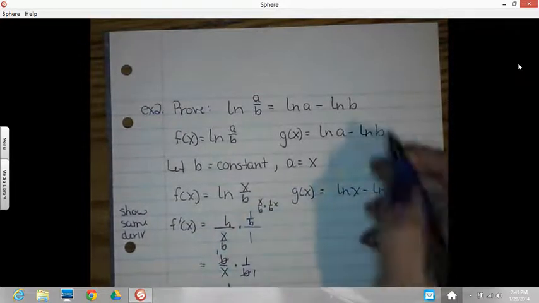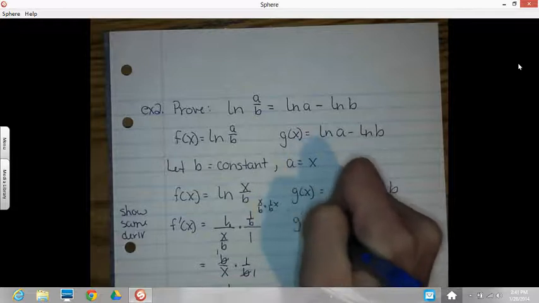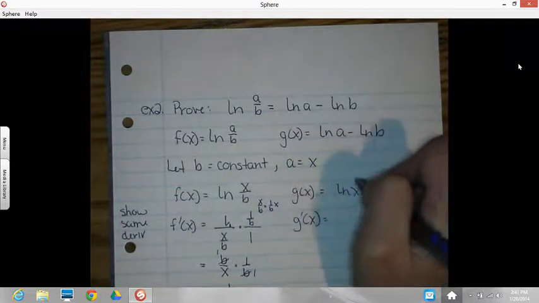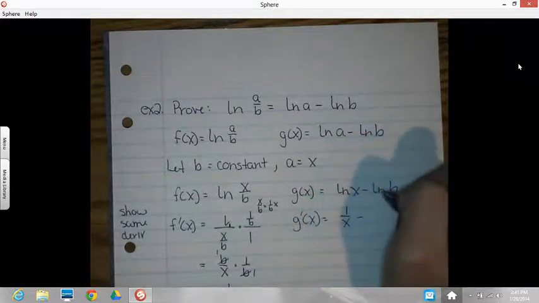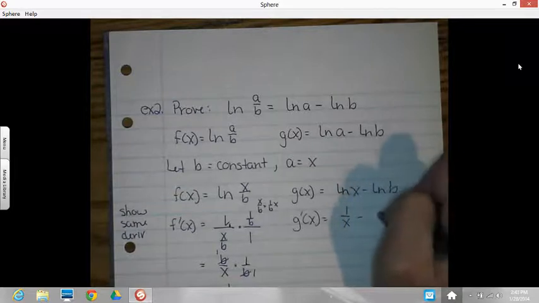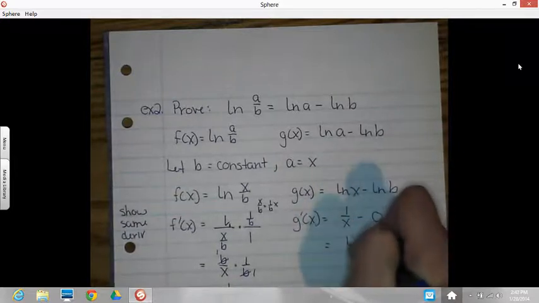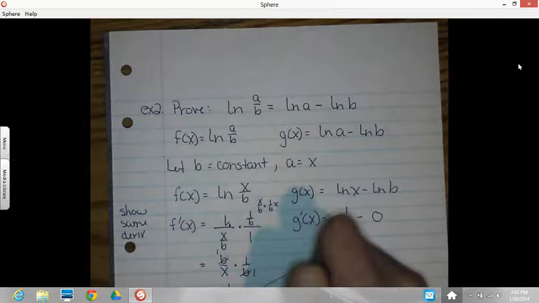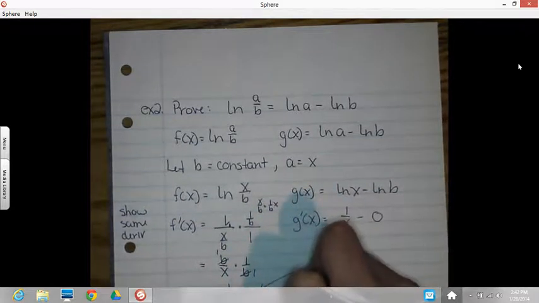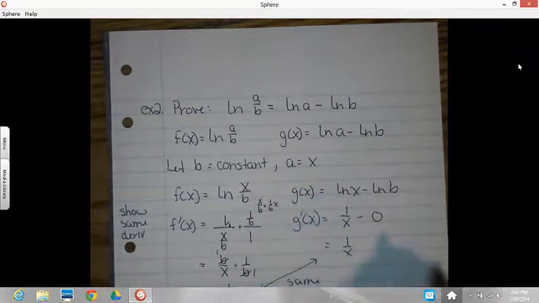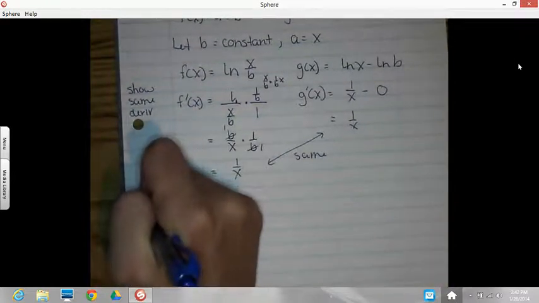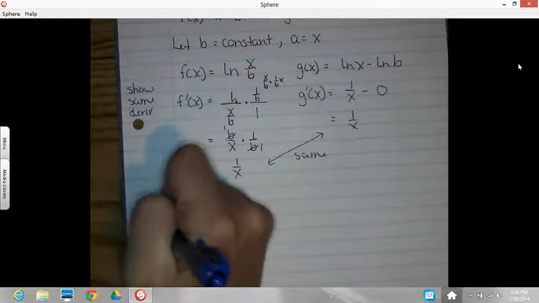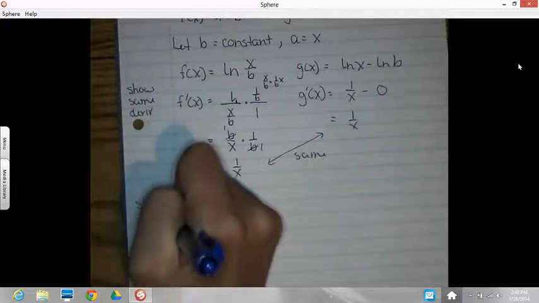Over on this side, derivative of natural log of x is 1 over x. Derivative of a constant, remember b is like a 2, natural log of 2, there's no x there, that goes to 0. Okay, well they have the same derivative. We're halfway there. Now we have to show that they share a point.